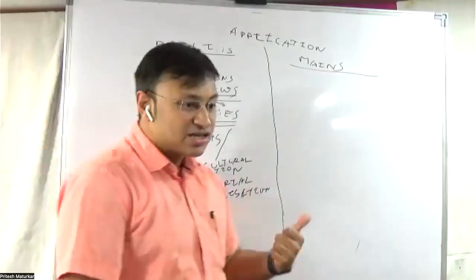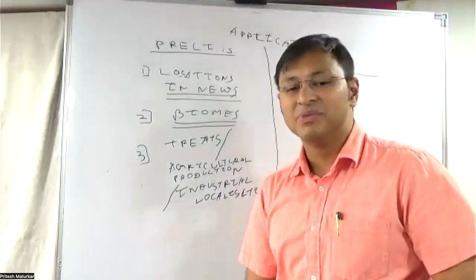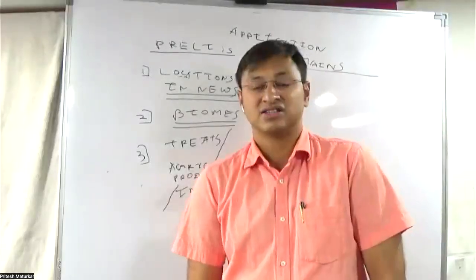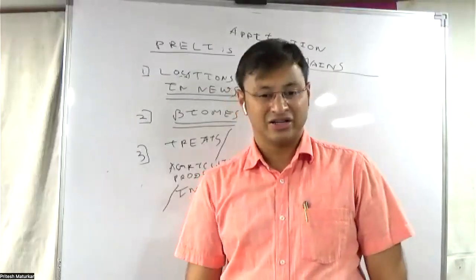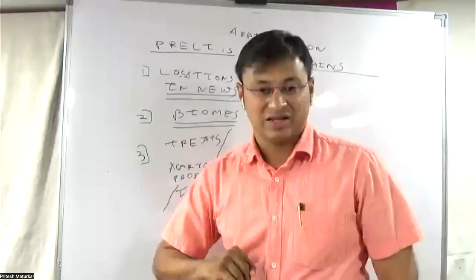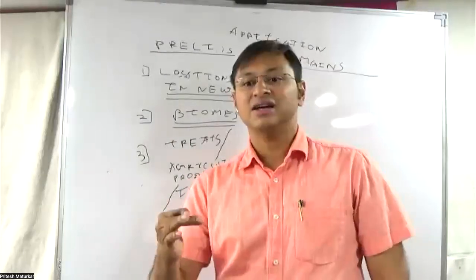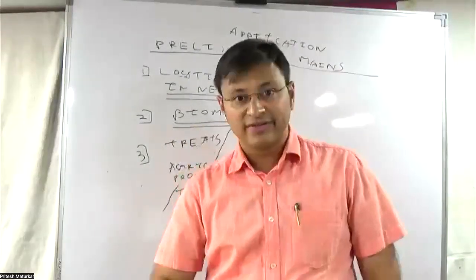Okay, agricultural production. You all know that 2023 is the year of millets. It is the International Year of Millets, declared by the United Nations. So in which areas are millets grown? What are the different types of millets? Which millet can be used for food fortification?